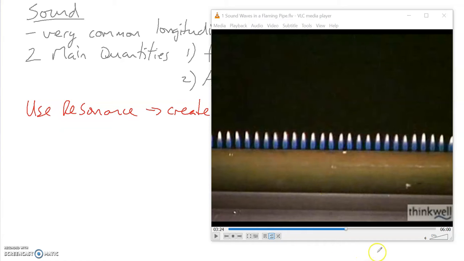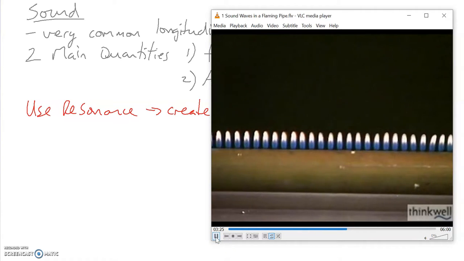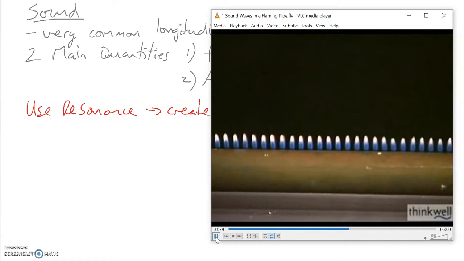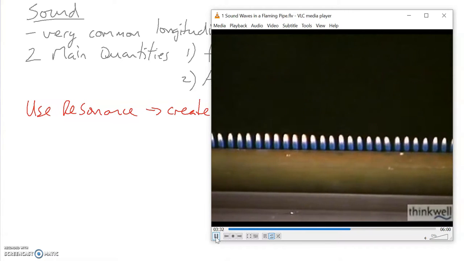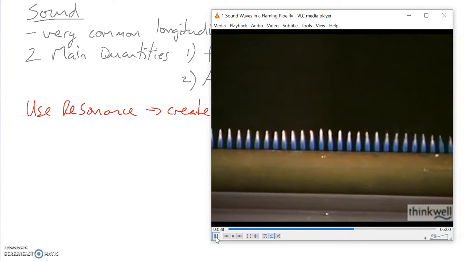And then what you do is you put sound into it, and the flames will dance. So here, this pipe is going, and we've got sound being pumped into one end, and you can see the flames bob up and down when the compressions go past when the music is playing. Okay, now there's something else you can do with this as well.